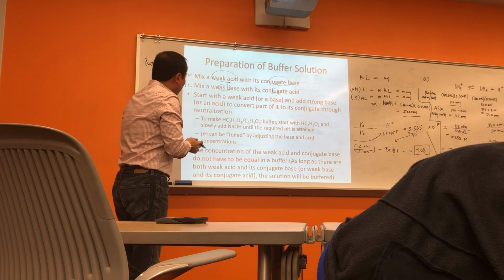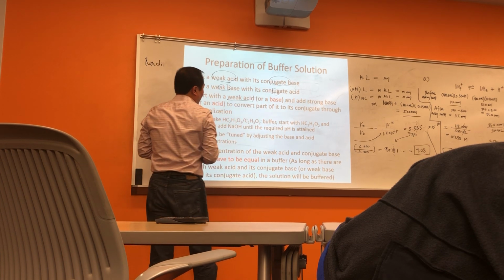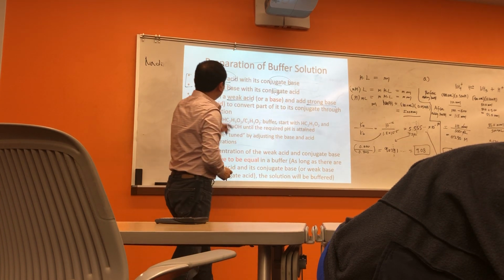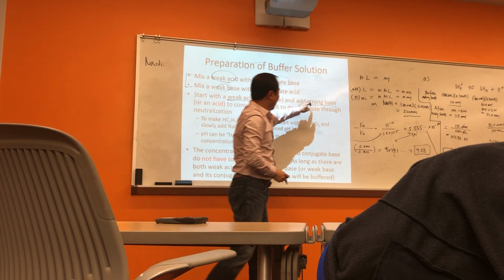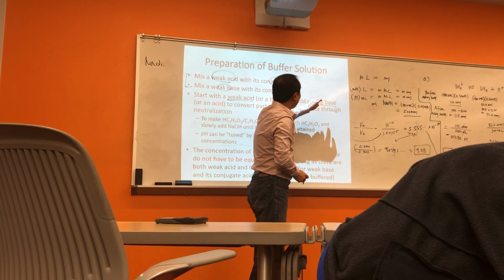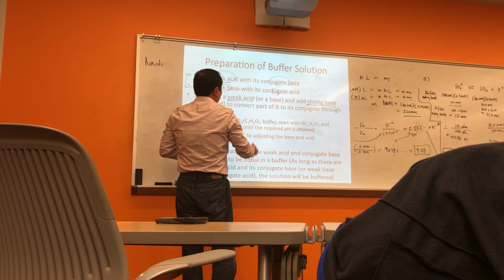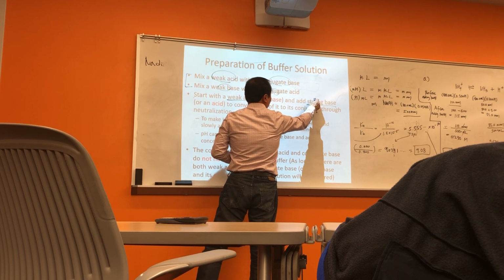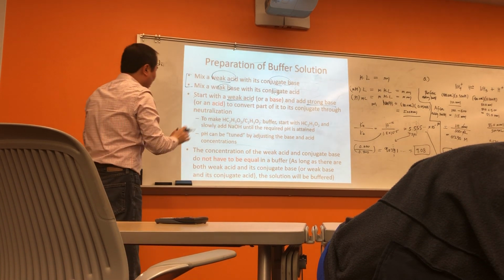Another way is to use a weak acid and then add a strong base. Instead of mixing two weak substances, you could use a strong one as long as you use a little less amount than the weak one. When you mix a weak substance with a strong one, you're always going to use less of the strong one than the weak one. You're going to see how that happens.